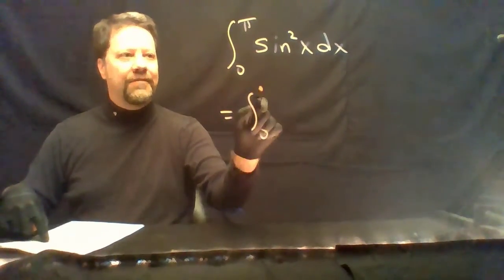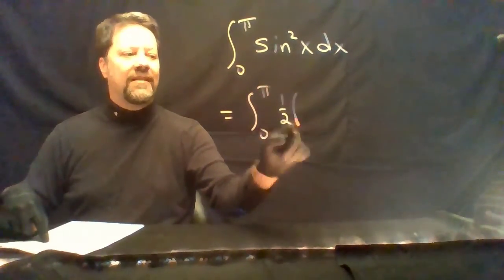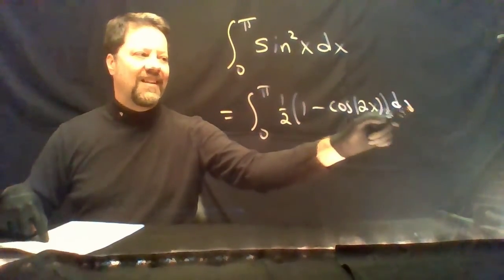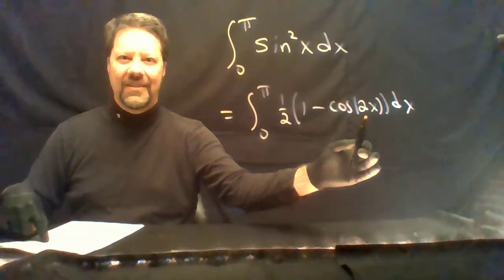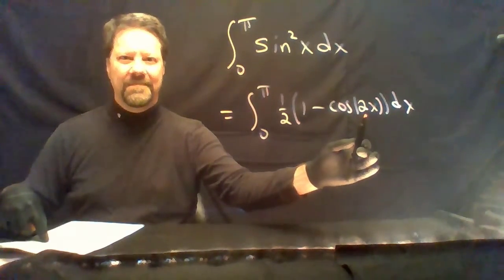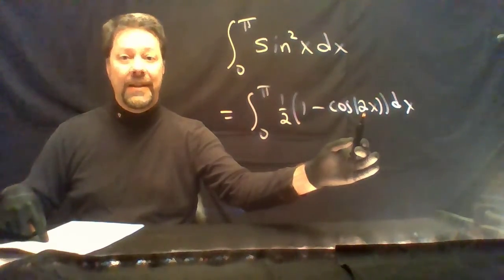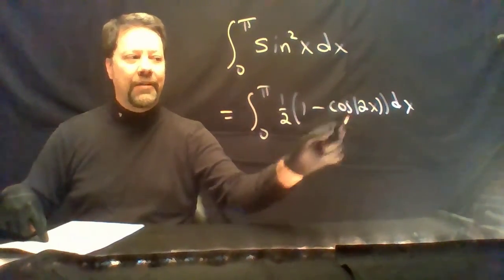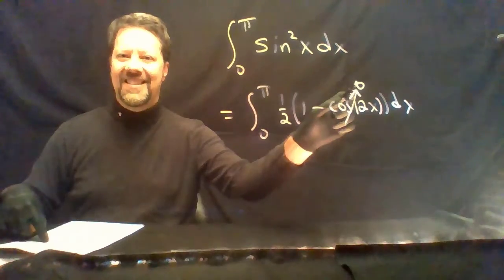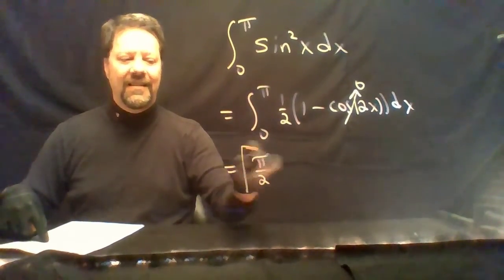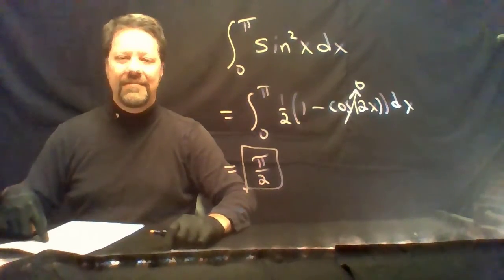We write the integral from 0 to pi of 1/2 times 1 minus cosine 2x dx. What is the period? 2 pi divided by 2 is pi. We're integrating over a whole period. The second term contributes nothing. And the answer is height times width, pi over 2.